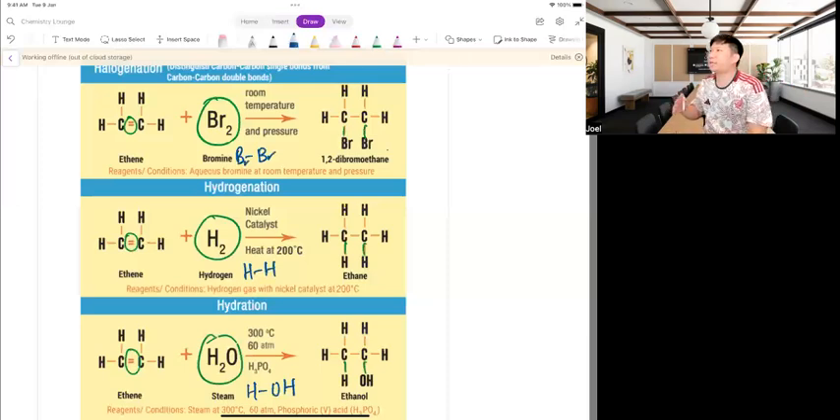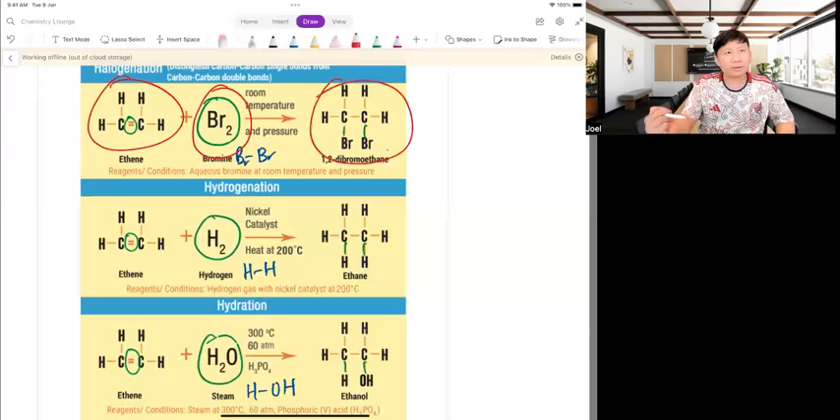So addition is I add in, so 2 become 1. But substitution, they're not 2 and 2, right? Because you need 1 player to go in, 1 player to come out. But this is 2 become 1. This is something you need to spot also. 2 add together become 1. 2 reactants become 1 product.